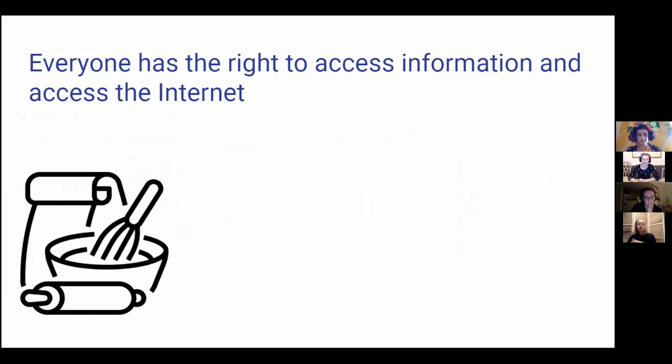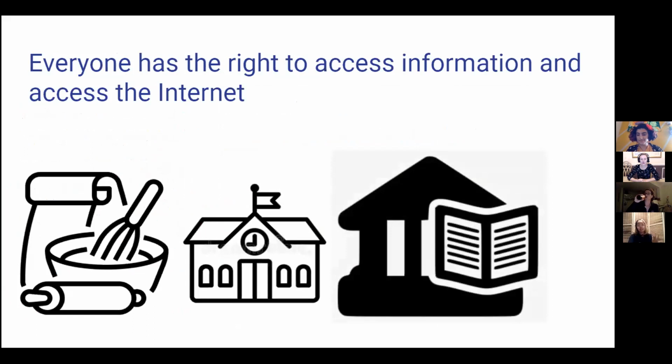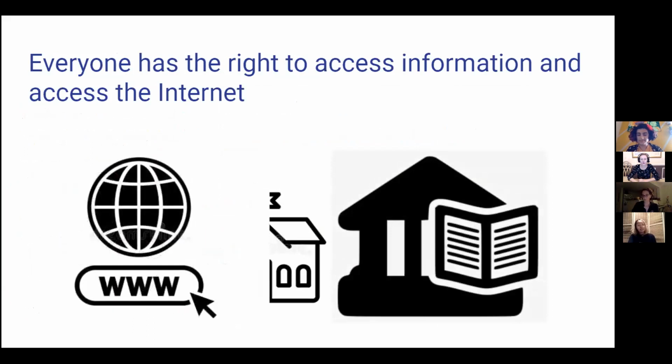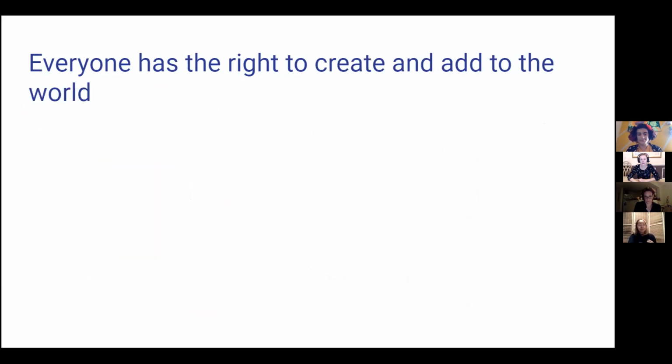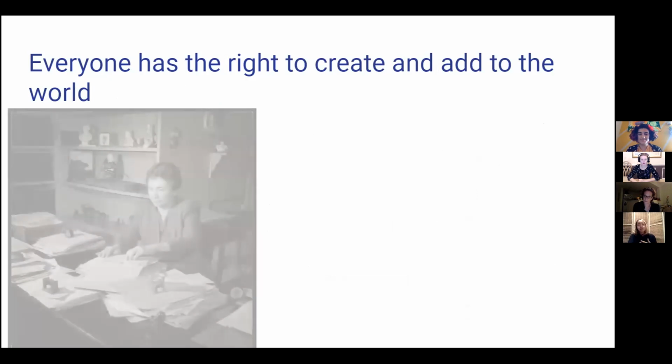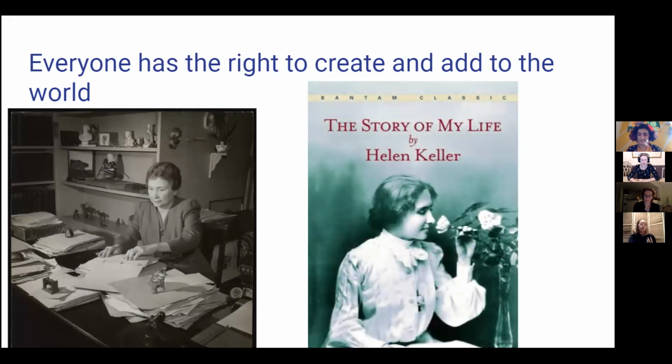So our example with bread is pretty funny, pretty lighthearted, but that is actually an extension of the idea that everyone has the right to access information and access the internet. So it could be accessing school, it could be accessing the library, it could be the internet, and, as we've seen in the past year, e-learning. And in the same way, everyone should have the right to access information. They also have the right to create and add to the world. So I'm sure many of you have heard of Helen Keller, and by being able to access information with Braille, she's able to add back into the world of her experiences.